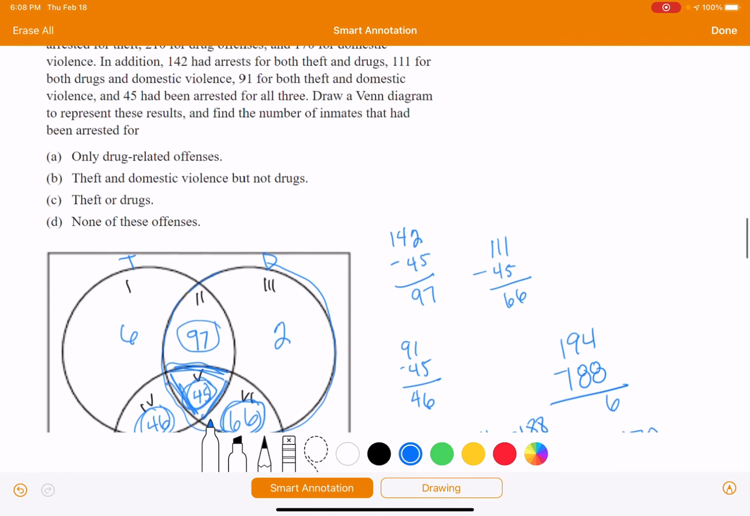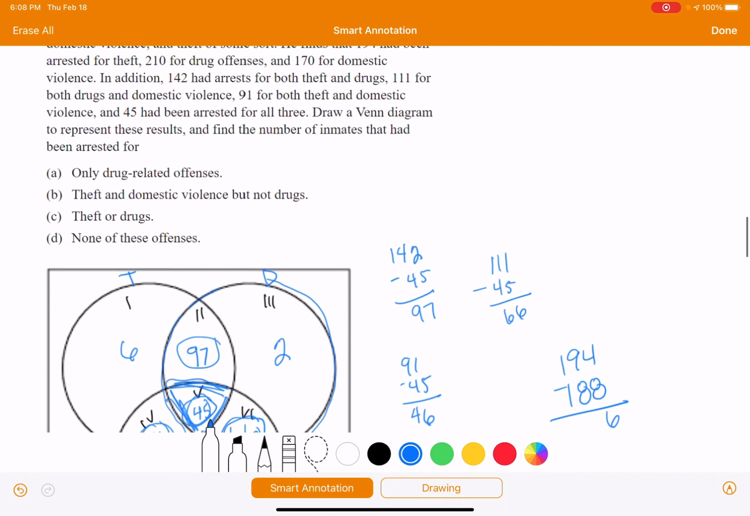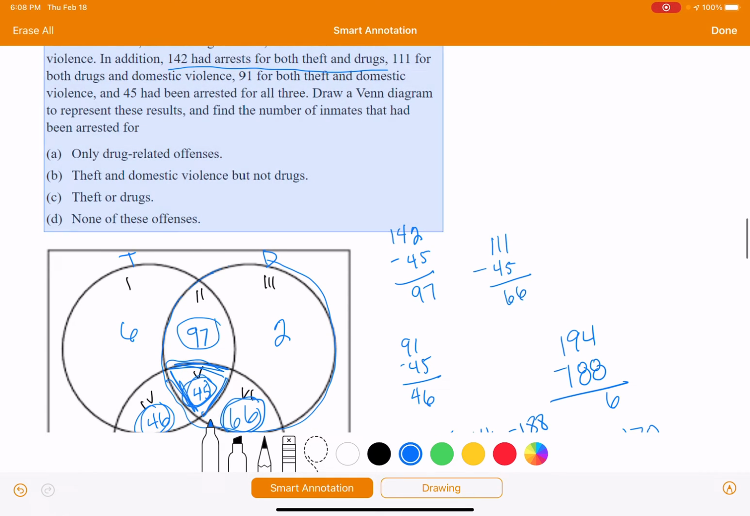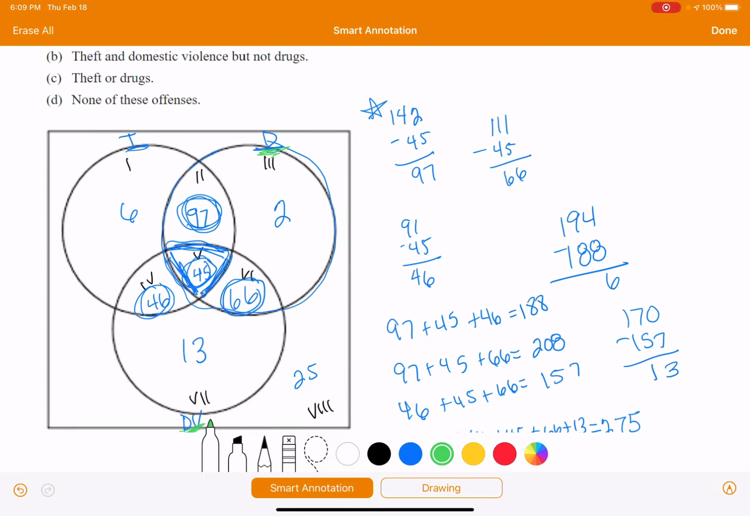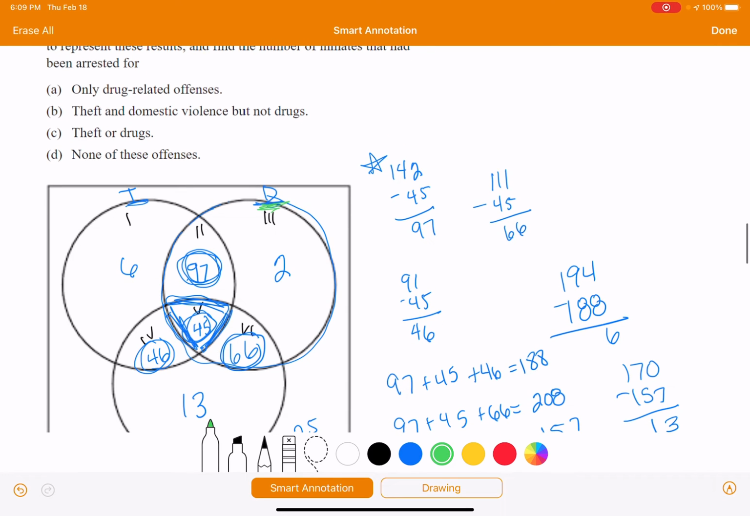And then I can say, all right, in addition, I had the 142 for both theft and drugs. So now I'm looking for theft and drugs only. I know I had 142, but I have to take away this 45 from that. And that's what we did here, and that's how we ended up with this 97. And then we had 111 for both drugs and domestic violence. I had 111, but once again, I still had this 45 that I had to subtract.